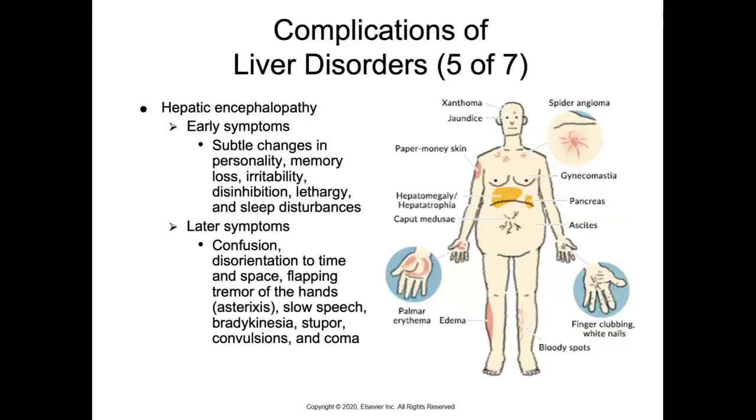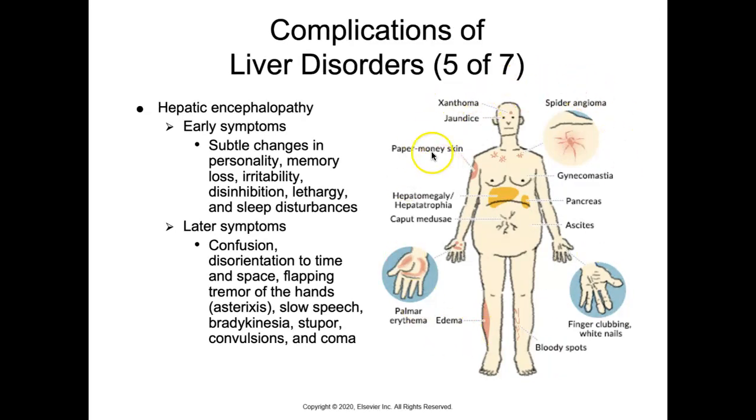So some of the early symptoms that we see in this are changes with our personality, memory loss, irritability, disinhibition, lethargy, and sleep disturbances. And then as it progresses, we can have confusion, disorientation to time and space, flapping tremor of the hands, slow speech, bradykinesia, stupor, convulsions, and coma. And what we see here on the right-hand side are some of the compensated results in somebody who has cirrhosis. So we may also have these manifestations in conjunction with hepatic encephalopathy because it starts off with a liver disease.